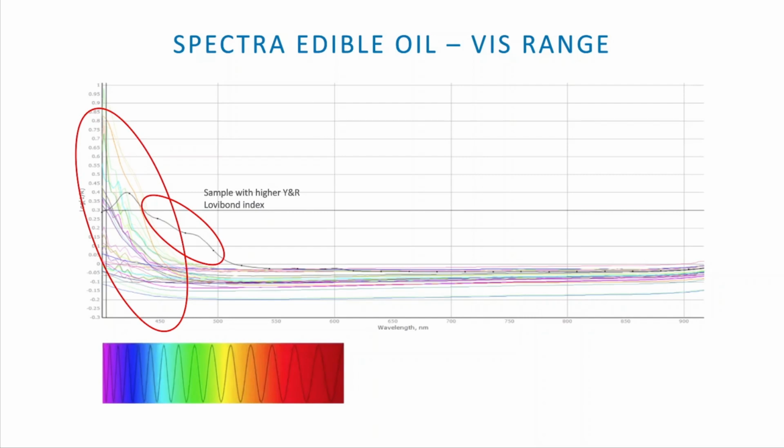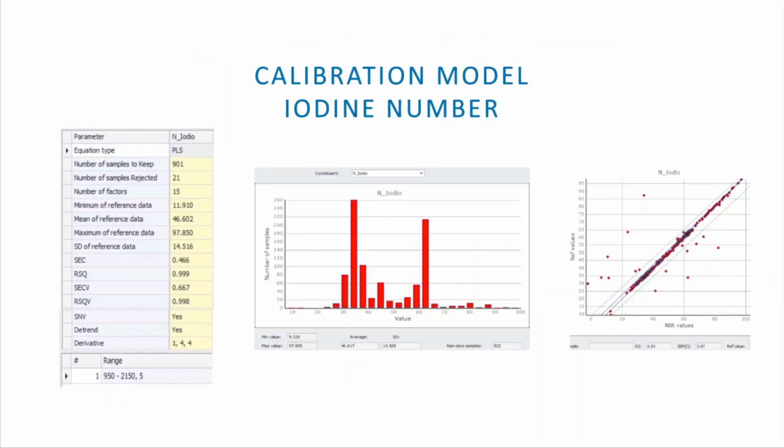The match between reference analysis and spectrum of the same sample. The circle highlights the spectral response of a sample with high yellow and red indexes. In the iodine number calibration, population is concentrated in the values around 30s and 60s in iodine number.